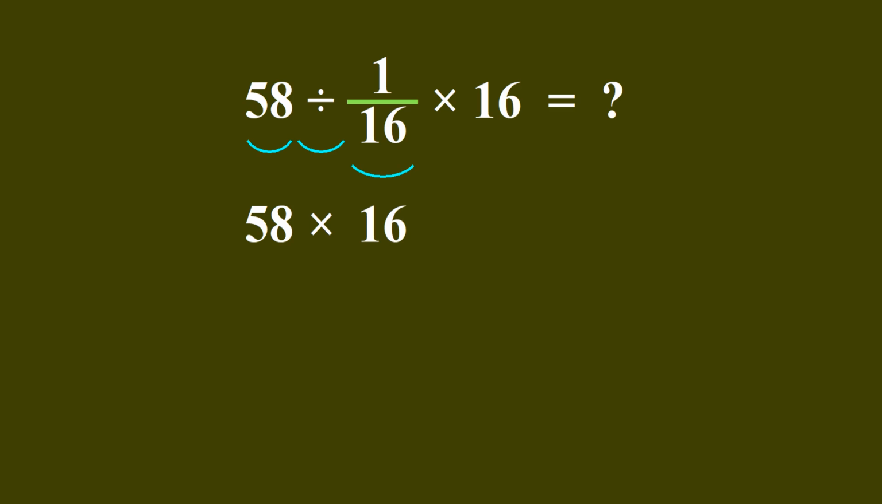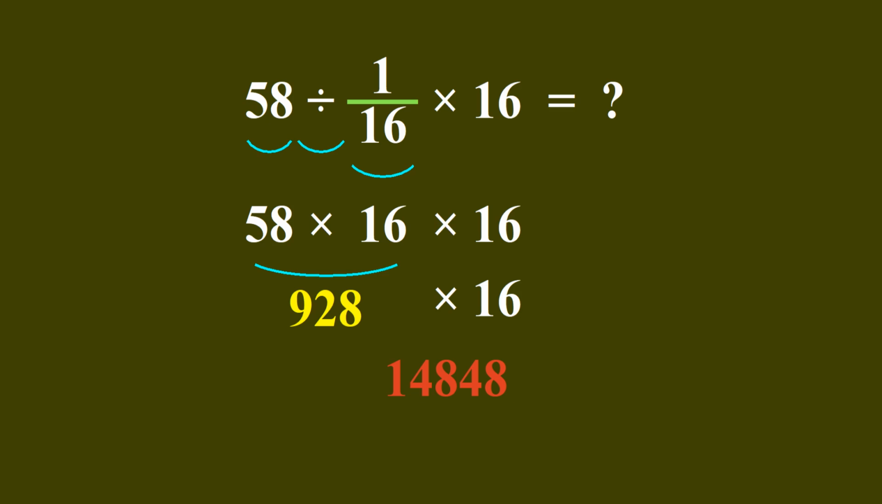And here again we have times 16. 58 times 16 gives us 928. So 928 times 16, which equals 14,848. And so our final answer to this problem is just 14,848.